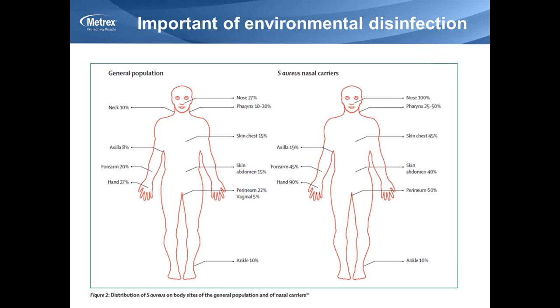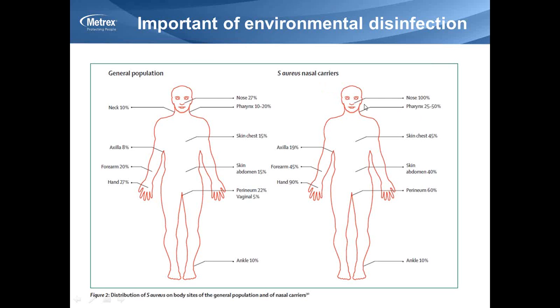For example, on the left side, as you can see, for the general population, about 27% of people have Staphylococcus aureus detectable in the nose. And you can detect it at different body sites. They don't really cause problems. It's part of the natural flora for human beings. For Staphylococcus aureus carriers, you can detect it in the nose 100% of the time.